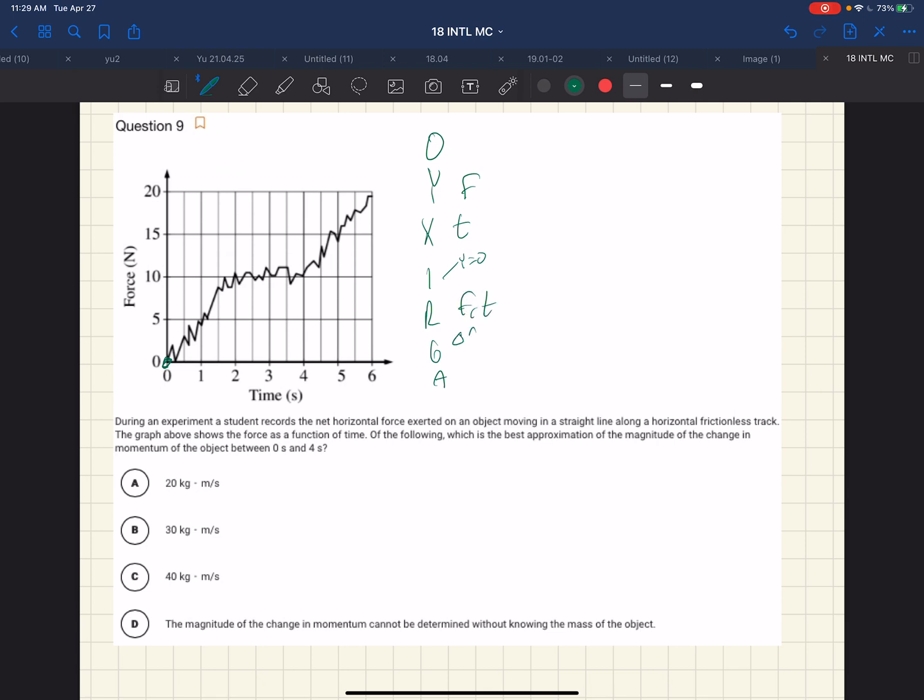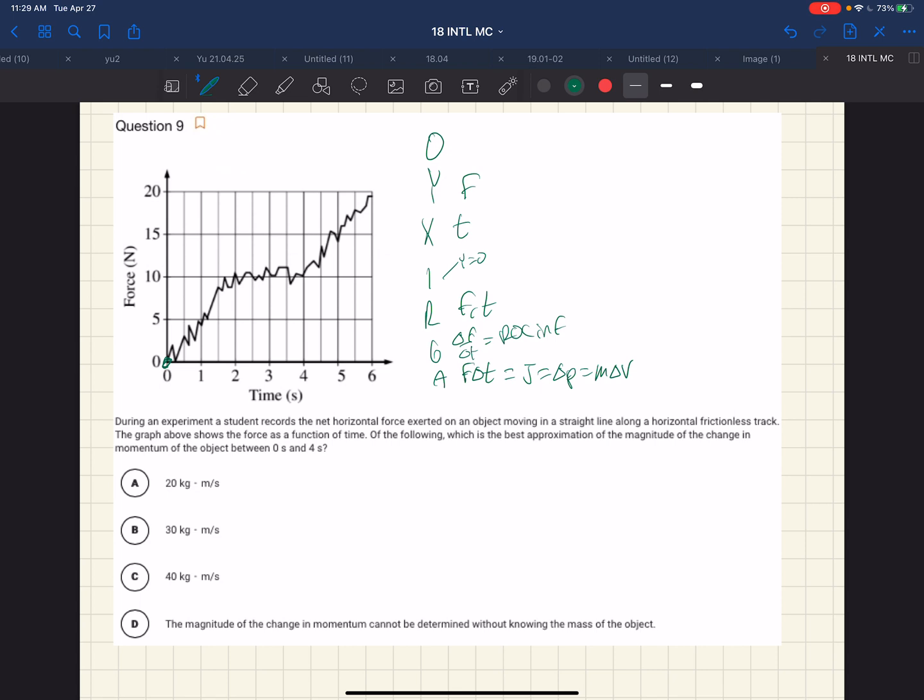The slope is delta F over delta T, which is the rate of change in force. And the area is F delta T, which we recognize as the impulse, J, which is equal to the change in momentum, which is equal to the mass times the change in velocity.